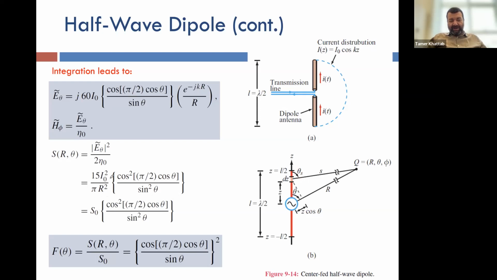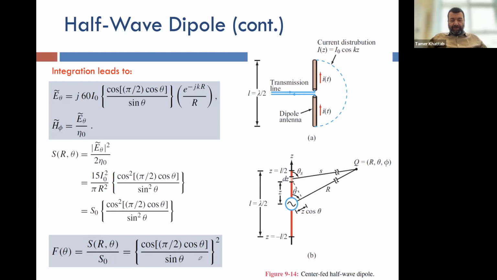So basically, we try to omit this from what we look for, and this is why we calculate, just a reminder, the normalized pattern or the normalized radiation. That one is equal to this expression divided by the maximum value here, and you end up with F of theta, the pattern of this antenna given by this expression.